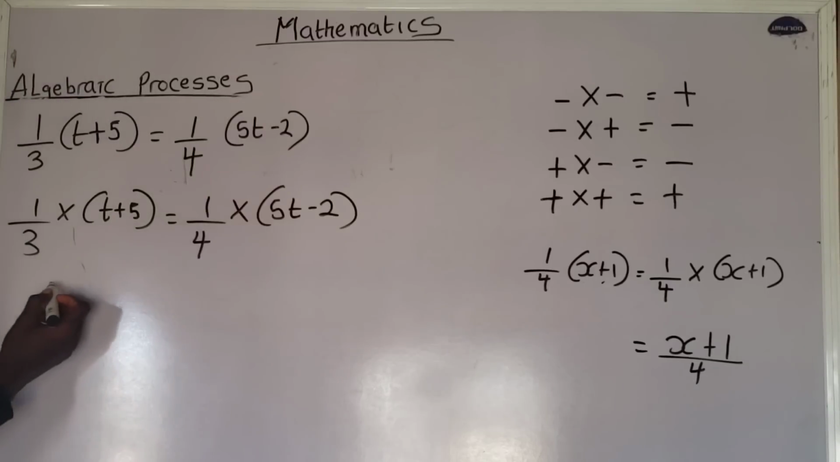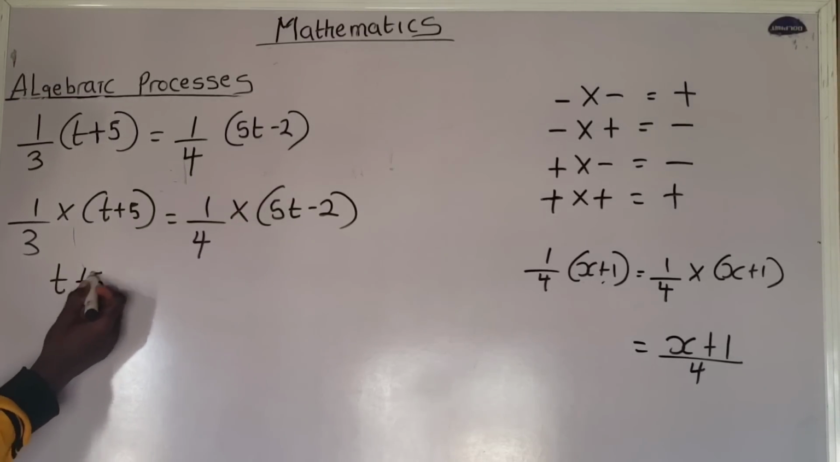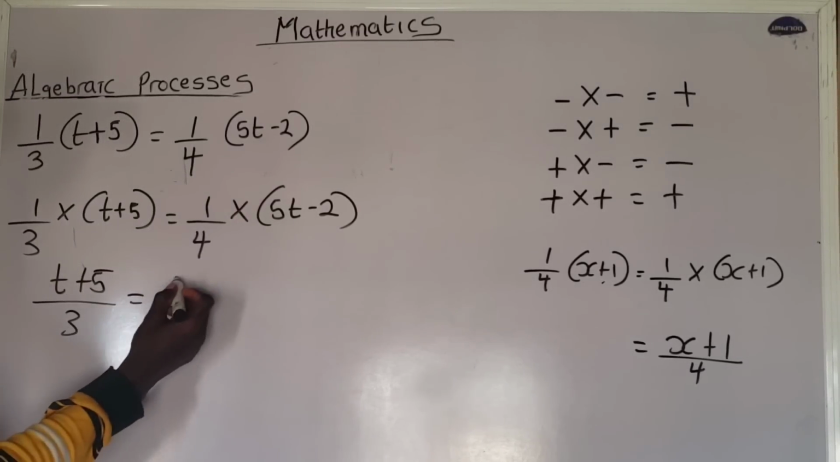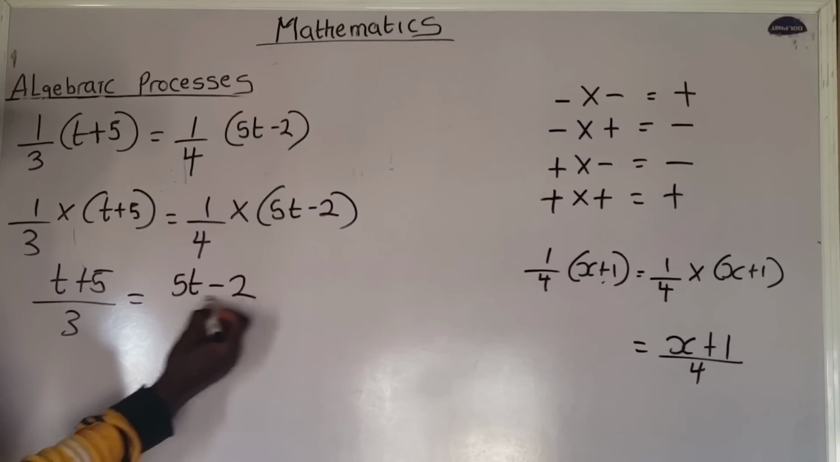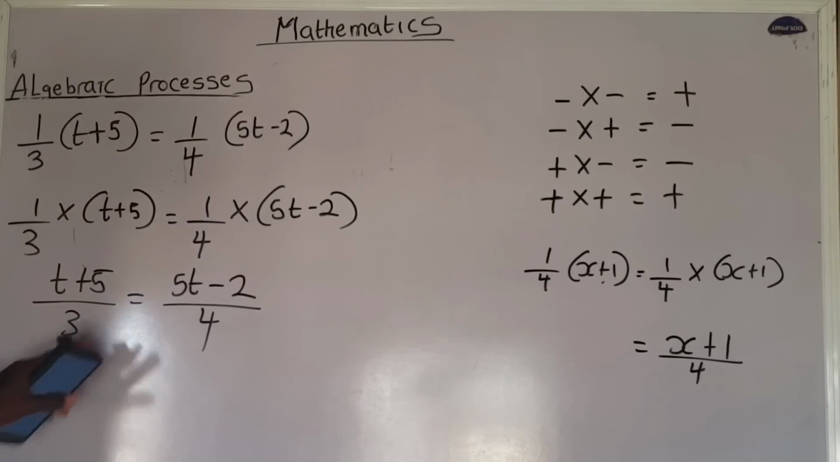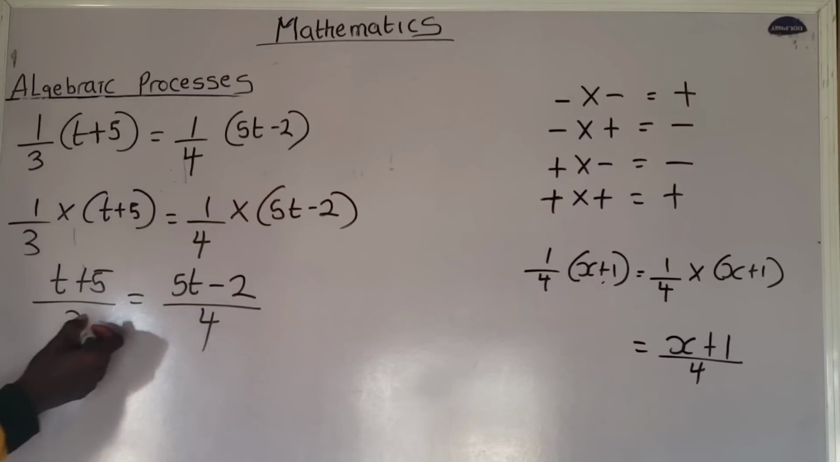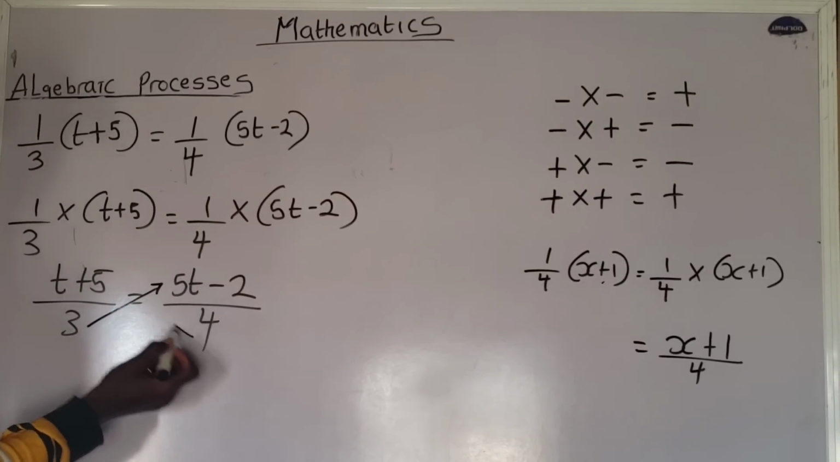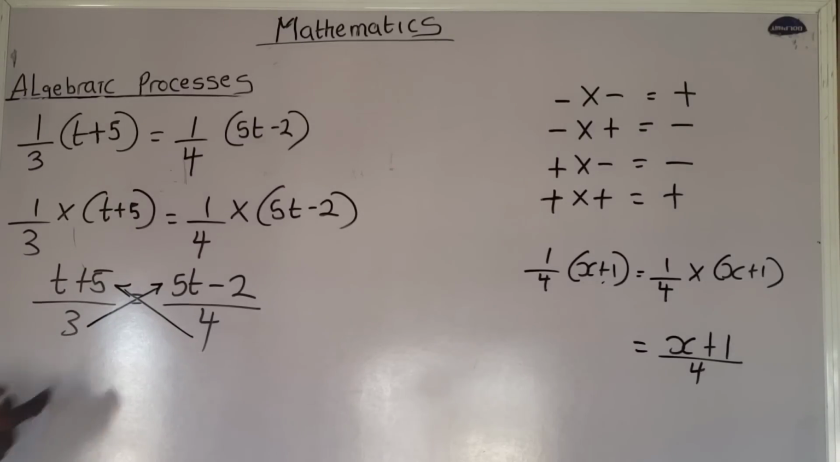Okay, now for this, I'm going to have (t + 5)/3 = (5t - 2)/4. Is that not it? Now we have the equals sign between two fractions. What we do is take the cross product. So this 3 will multiply this 5t minus 2, and this t plus 5 will multiply the 4.